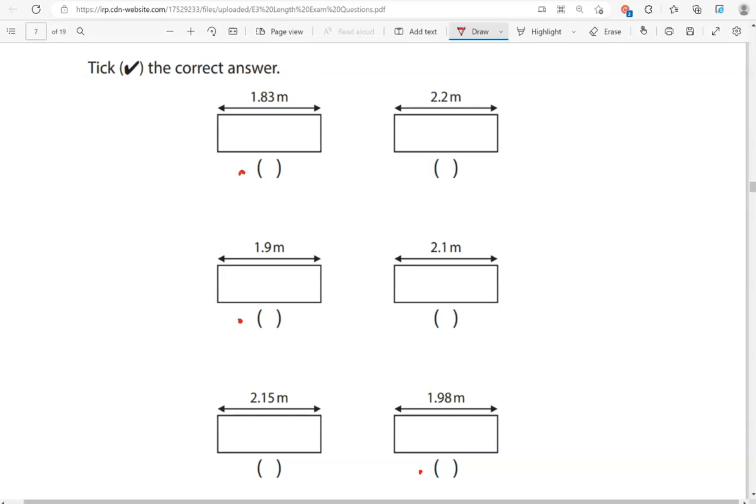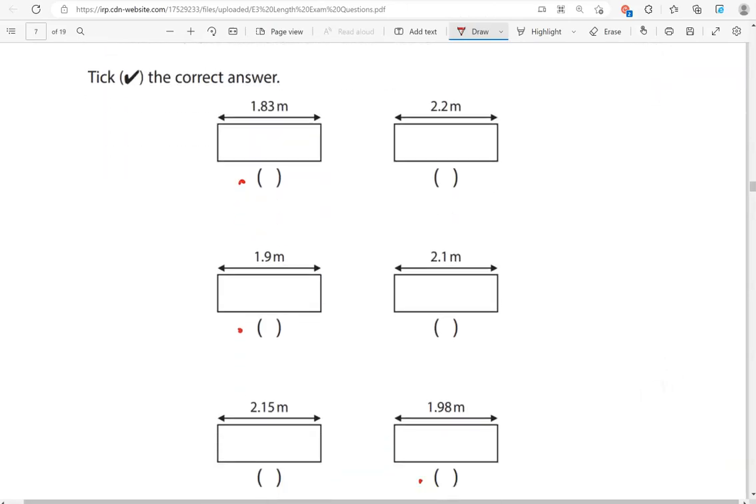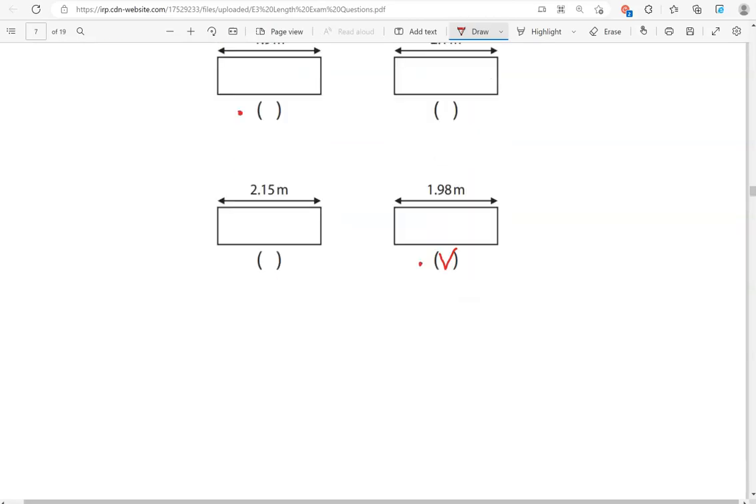So we have 3 options. Which of these is the longest? Is it 1.83, 1.9, or 1.98? 1.98 is the longest of them all, because that is 1 meter and 98 centimeters.